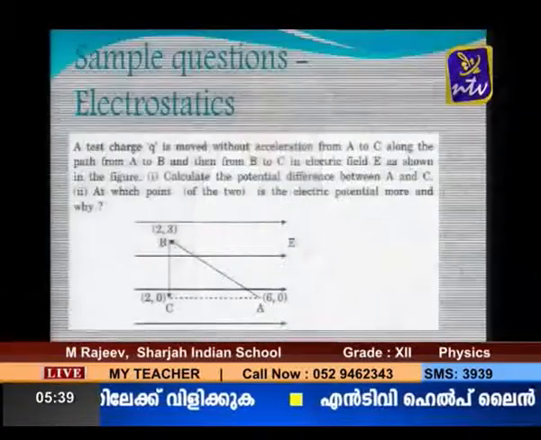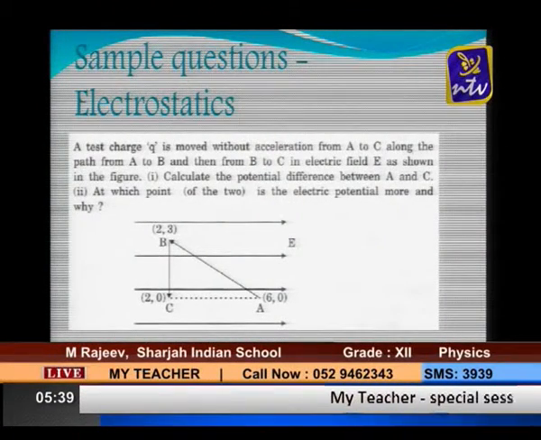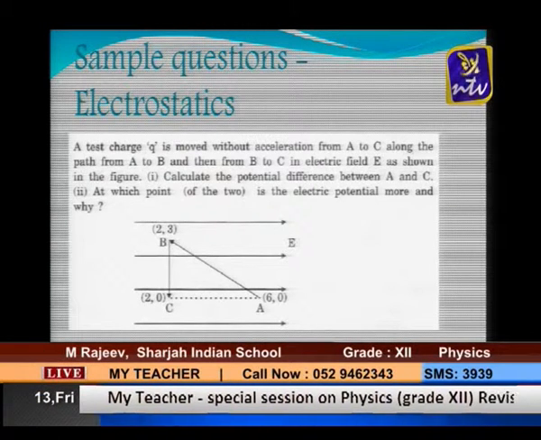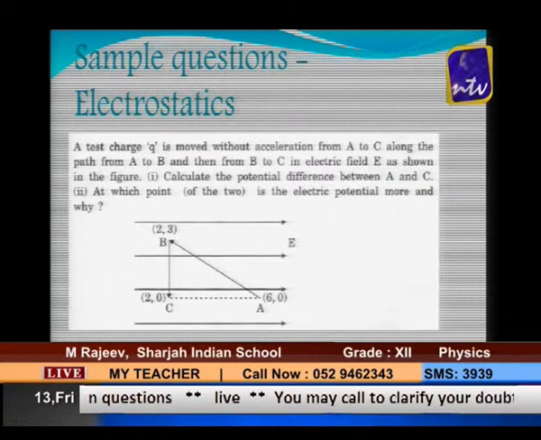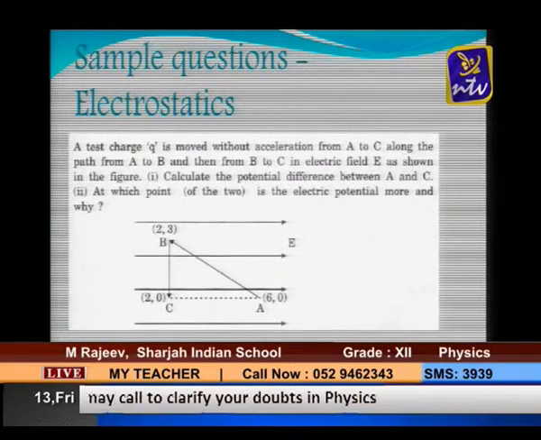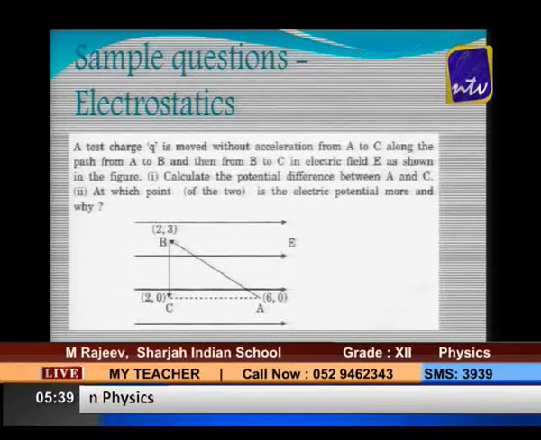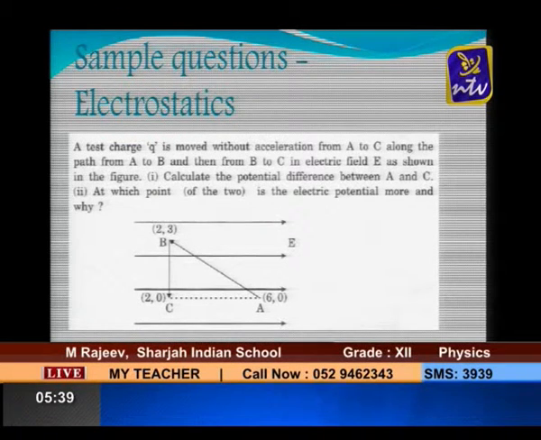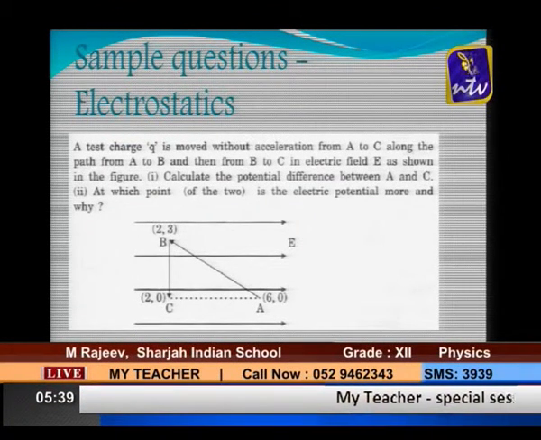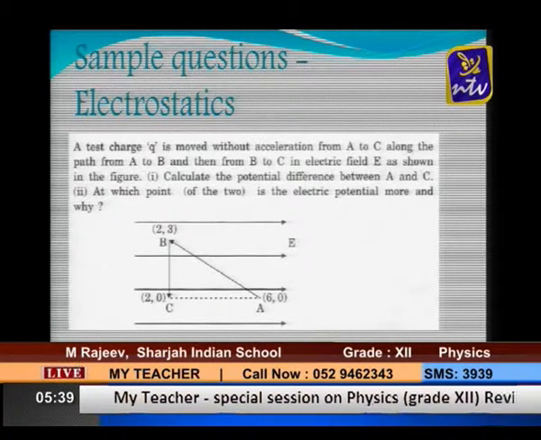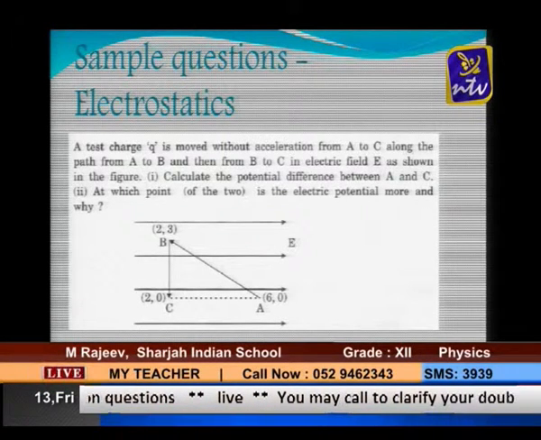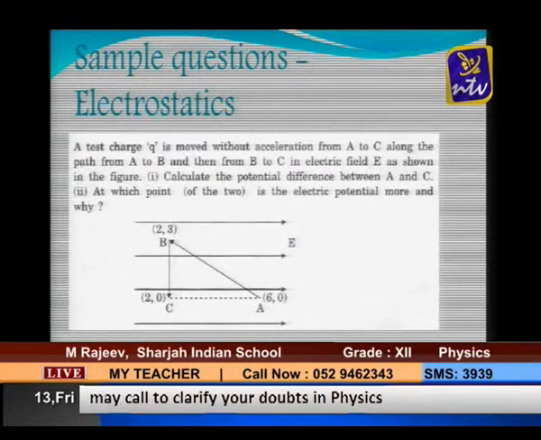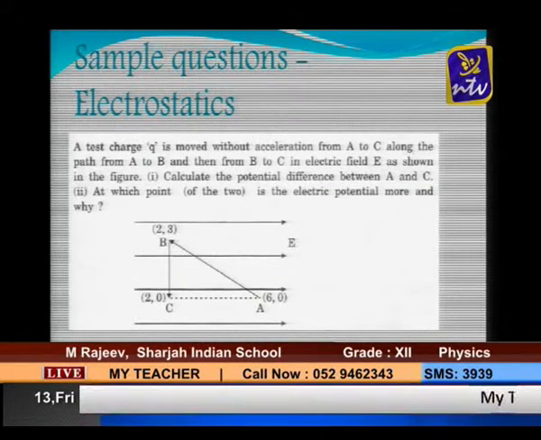You see the next question. The next question also is from electrostatics. First have a look at the question. A test charge Q is moved without acceleration from A to B. This also is a sample question. Along the path from A to B and then B to C. The coordinates are given: 2, 0, then here 6, 0, and for B 2, 3, and it's all placed in a uniform electric field. Charge Q is moved. The strength of the electric field is given as E.